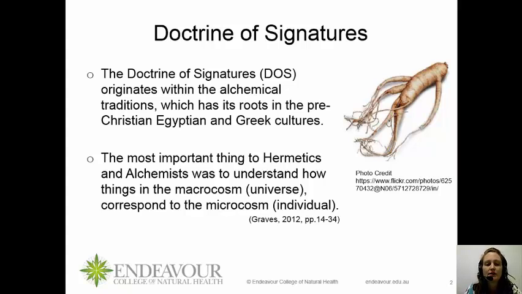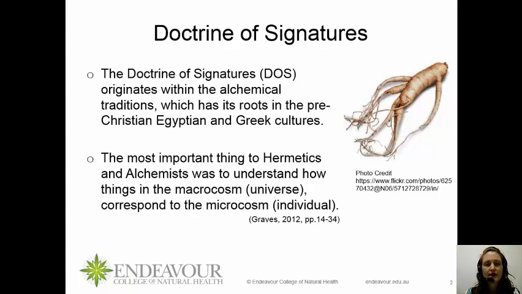So the doctrine of signatures is thought to have originated with alchemical traditions and also Hermetic traditions. And alchemical traditions have their roots in pre-Christian Egyptian and Greek cultures, so there was quite a lot of shamanic roots in alchemy and in the ideas of alchemy, and there's certainly shamanic roots in a lot of herbal lore, folklore. And shamanic ideas even shaped Plato's philosophical views on health and philosophy in general.